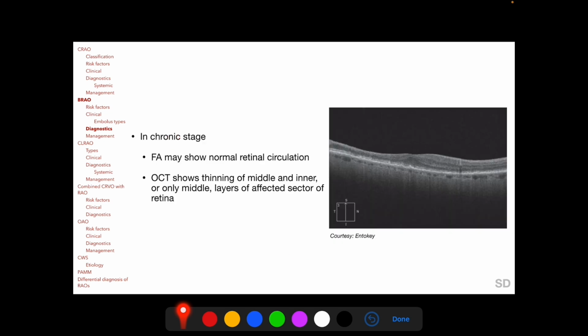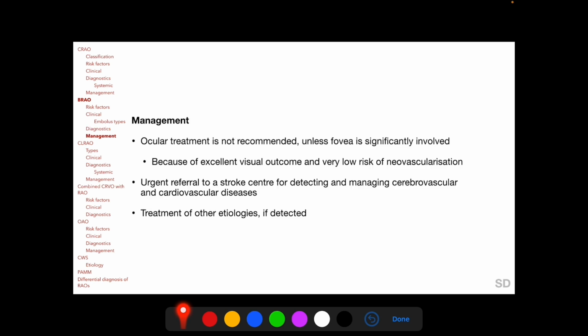In the chronic stage, fluorescein angiography may show normal retinal circulation, but OCT shows thinning of either the middle and inner retinal layers seen here in this OCT image, or only the middle layer of the retina in the affected sector. We may note here that the outer layer of the retina is preserved, and in the vertical scan of the OCT, the retina on only one side of the fovea is involved, while the retina on the other side remains normal in appearance.